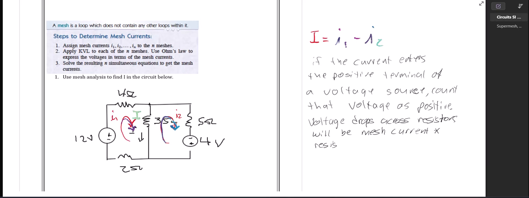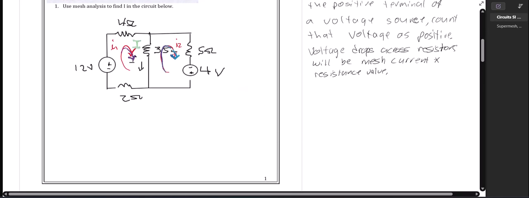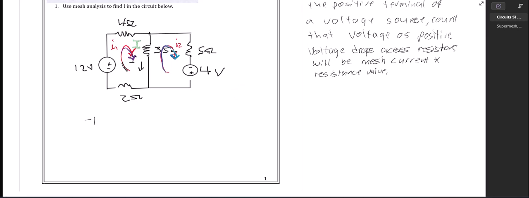times the resistance value. And since we drew the mesh current clockwise, as we go around with our KVL, we should go clockwise. That means all of our voltage drops across the resistors will be positive, because I1 or I2 is drawn as positive and is multiplied times the resistance, which is positive. So as I'm going around this first loop here, I go into the negative side of the 12-volt voltage source. So that's negative 12.